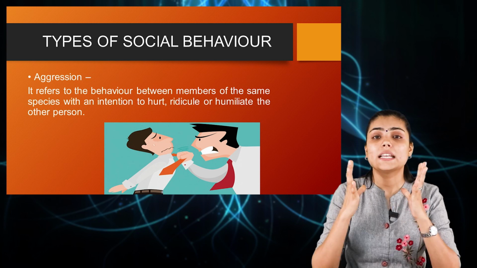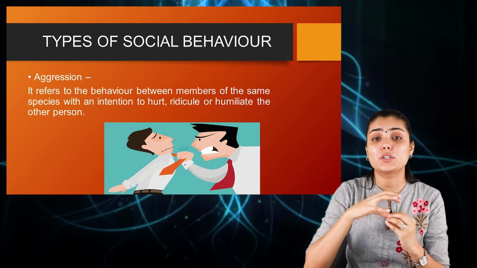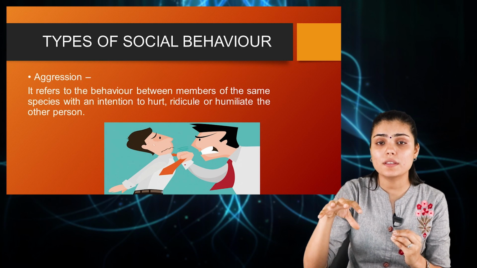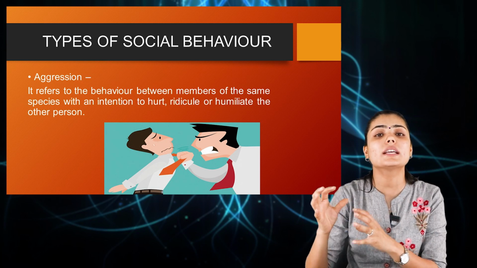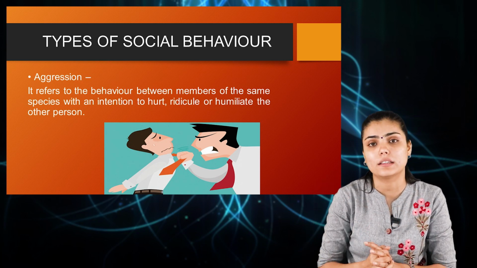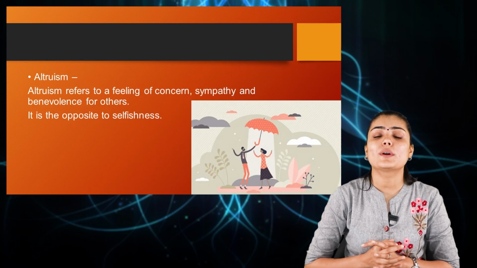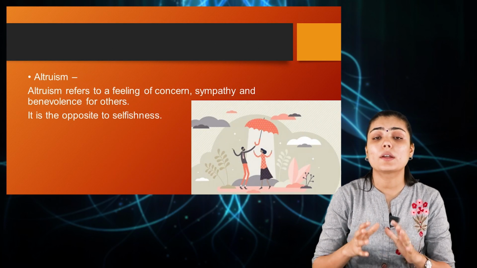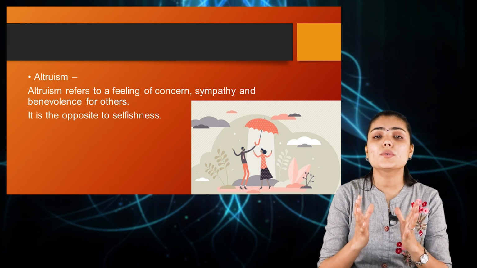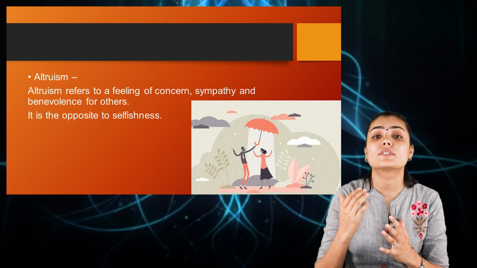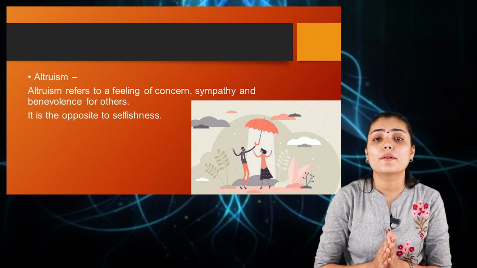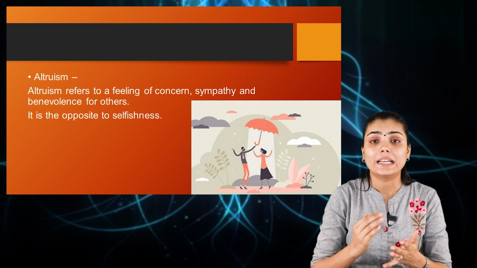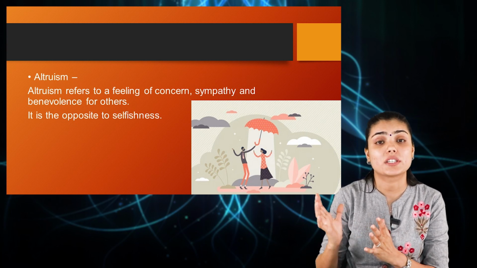What is aggression? It refers to the behavior between individuals of the same species which has an intention of hurting or humiliating the other person. The next one is altruism. Now, what is altruism? Altruism refers to the feeling of sympathy, concern, and benevolence towards others. It is the opposite of selfishness.